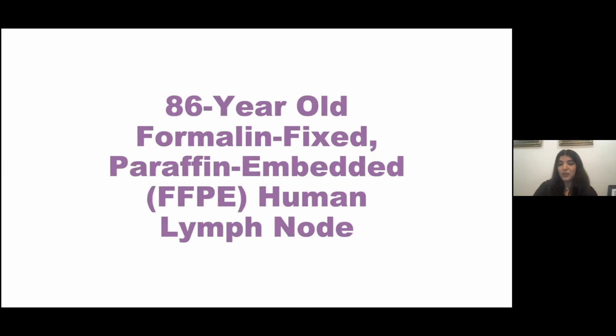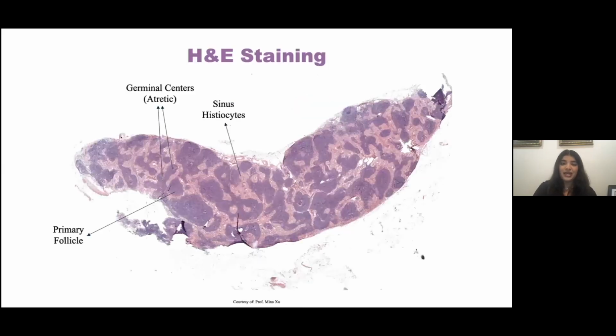So to begin, we are going to look at an 86-year-old formalin-fixed, paraffin-embedded, otherwise known as an FFPE, human lymph node sample. This is what we analyzed for the presence of cellular senescence. So to begin by looking at the H&E staining, this is the basic lymph node as it was given to us. To note some prime anatomical features of it, we start over here on the left with the primary follicle.